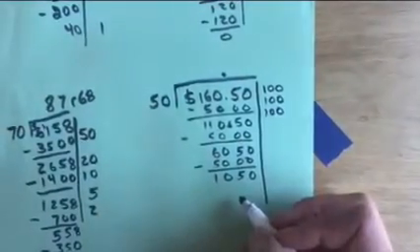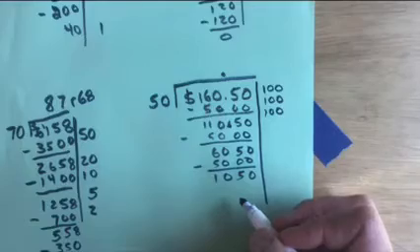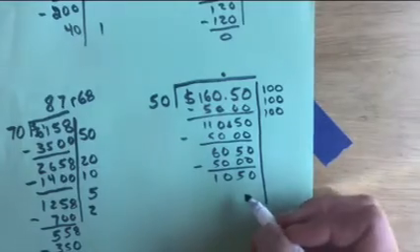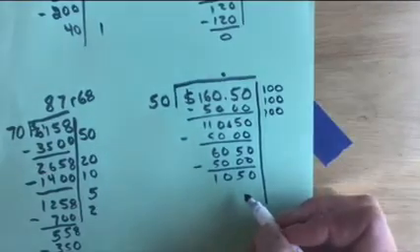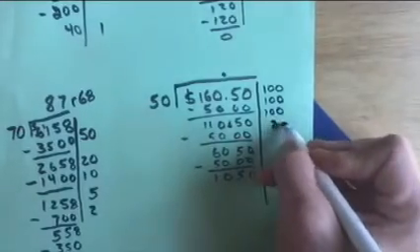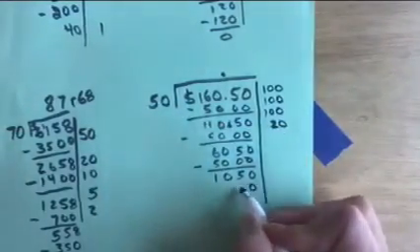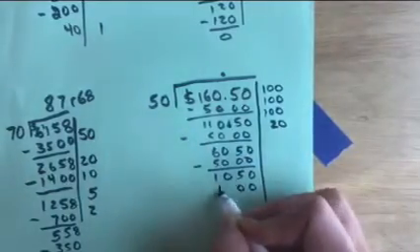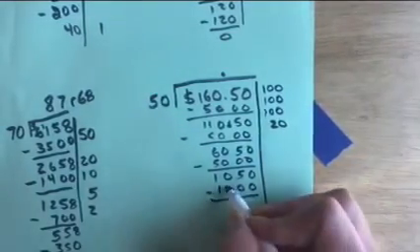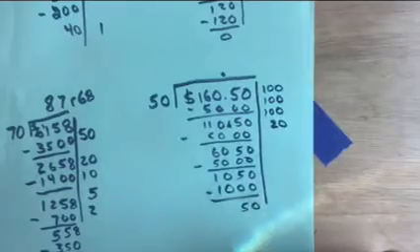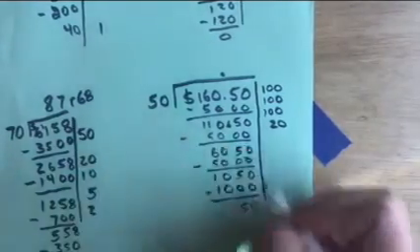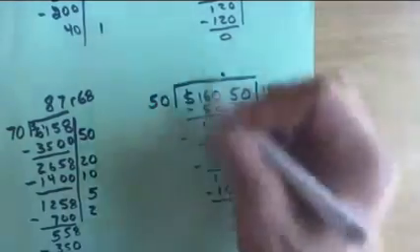50 into 1,000. Well, if I take it times 10, I would have 500, right? So if I take it times 20, that should give me about 1,000. 0 and 0. 2 times 5 is 10. Subtract them off. And looky there. 50 left. Well, I can do that one time. So then I just got to add my things up.